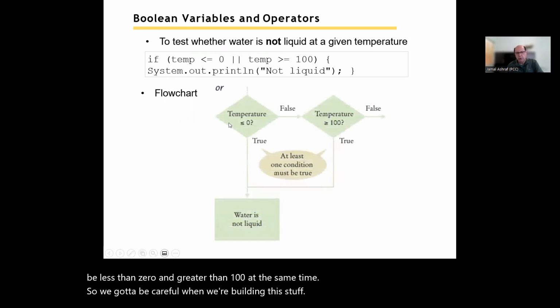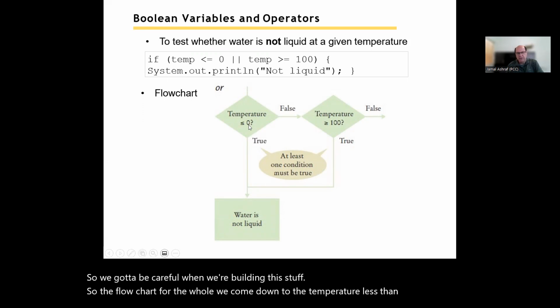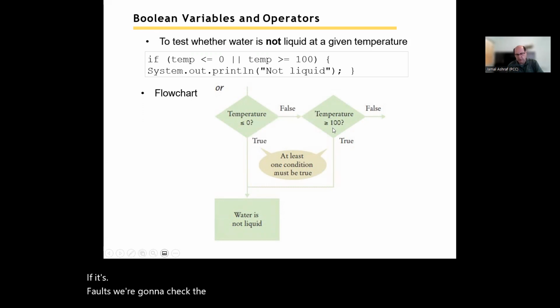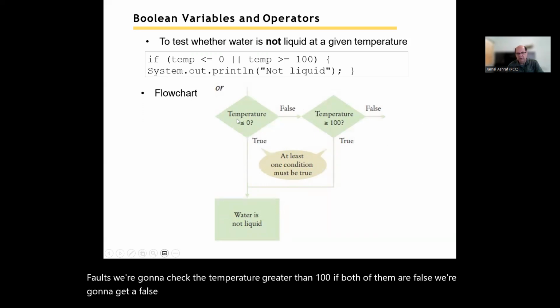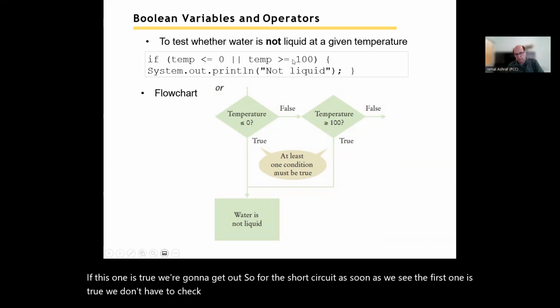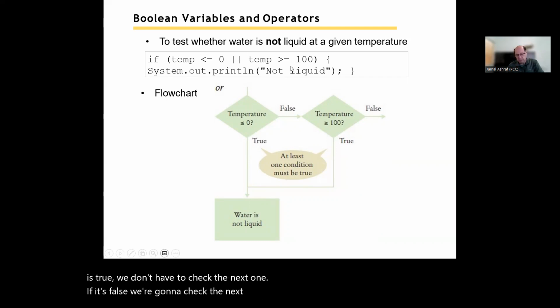So for the flowchart for the or, we come down to the temperature less than or equal to 0. If it's false, we're going to check the temperature greater than 100. If both of them are false, we're going to get a false, and we're going to get out. If this one is true, we're going to go out. If this one is true, we're going to get out. So for the short circuit, as soon as we see the first one is true, we don't have to check the next one. If it's false, we're going to check the next one. And if this next one is true, then the whole thing becomes true.